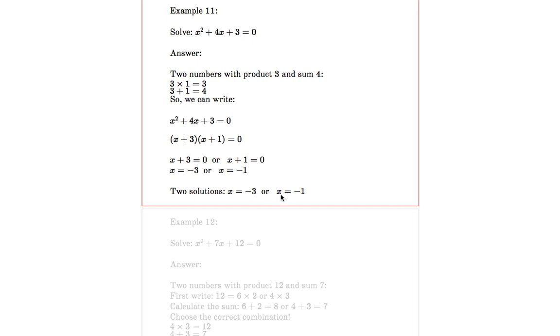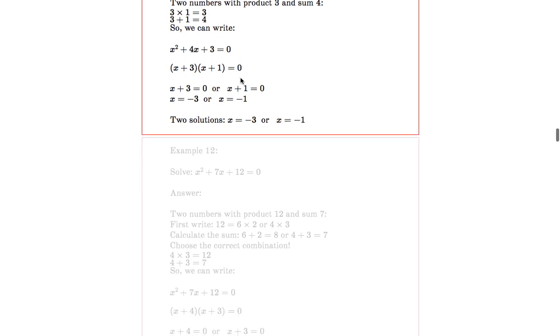So let's look at the minus 1. Negative 1 squared is 1, minus 4 is minus 3, plus 3 is 0. And negative 3 squared is 9, plus minus 12 is minus 3, plus 3 is 0. So this is correct.